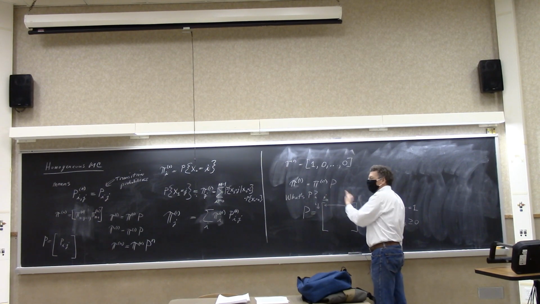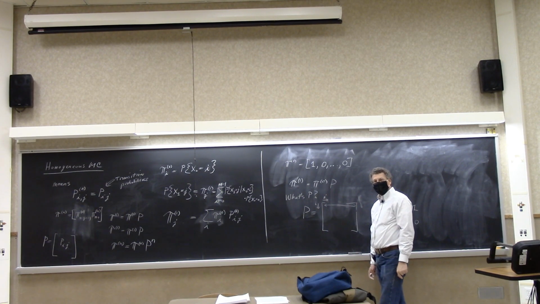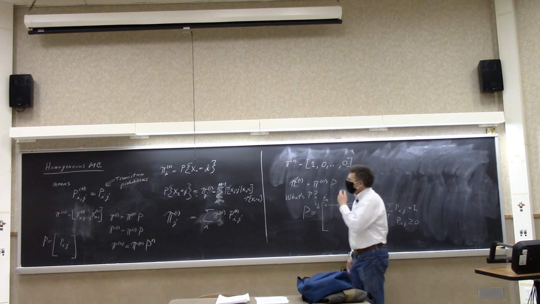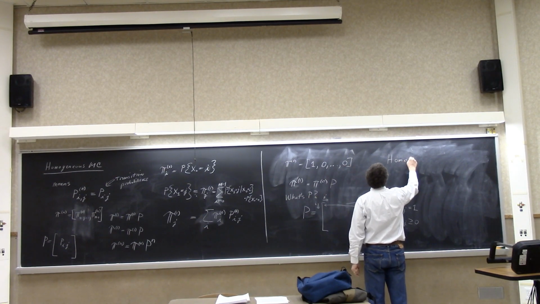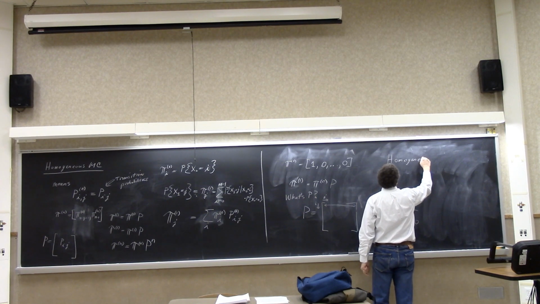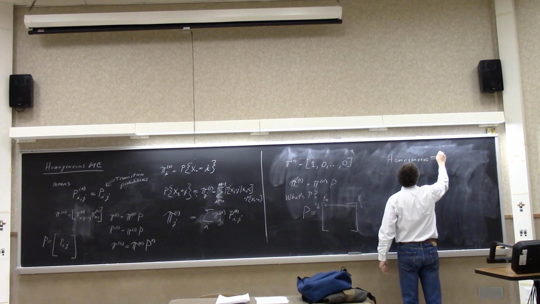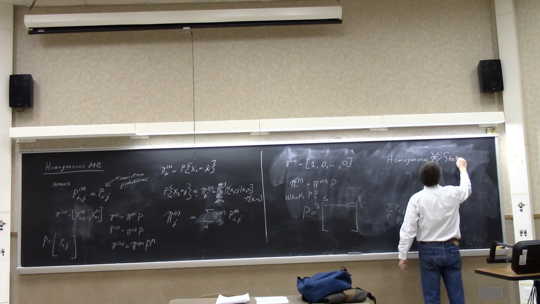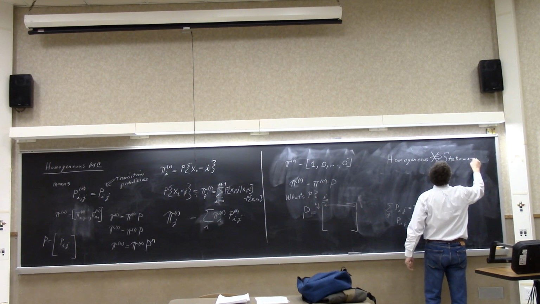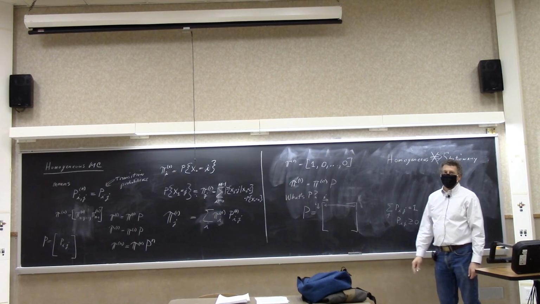But this is a homogeneous Markov chain, right? Is it stationary? No. So the interesting thing is that homogeneous does not imply stationary. Just because it's homogeneous doesn't mean it's stationary.